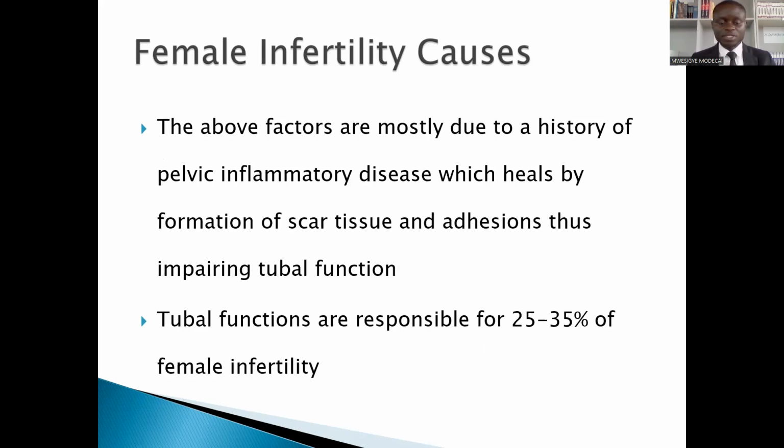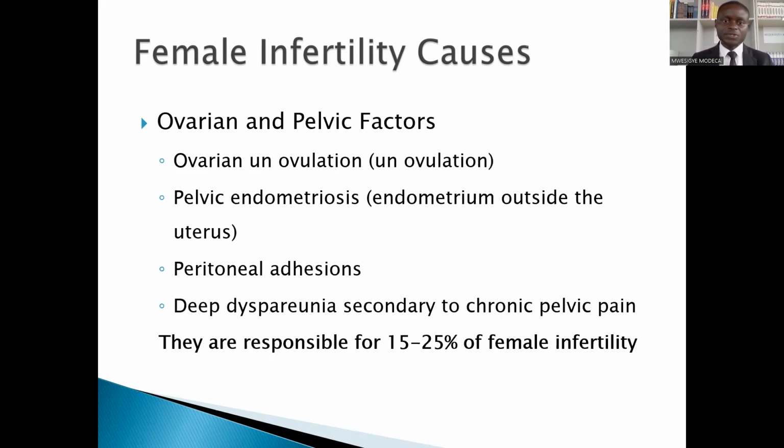We still talk about other causes. For example, we are going to look at pelvic inflammatory disease. A lady who experiences pelvic inflammatory disease has high chances of healing with scars or adhesions, and eventually is going to have the tubes blocked with these adhesions. We are going to look at some other causes. These ones are related to the ovary and the pelvis. One, we talk of peritoneal adhesion.